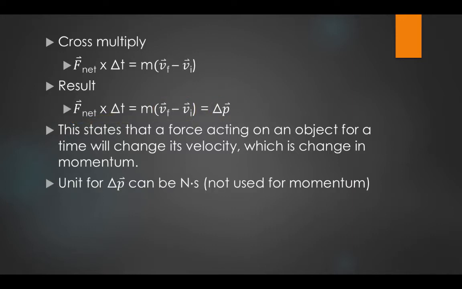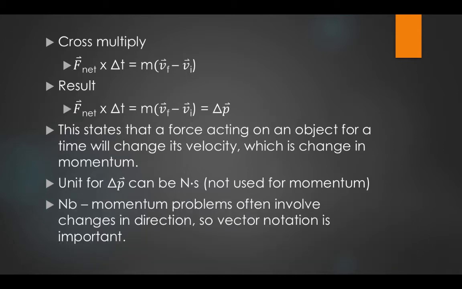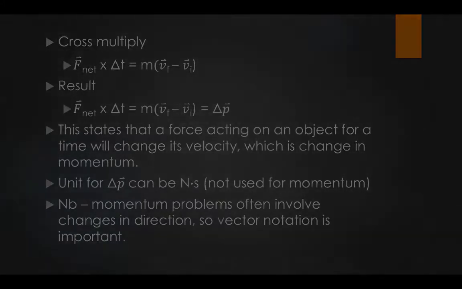The unit for F net times time interval is Newton seconds, which is equivalent to kilogram meters per second. Conventionally, we use Newton seconds for impulse measurements and kilogram meters per second for momentum measurements. Just another reminder that momentum problems can involve changes in direction, so proper vector notation, using the proper negative and positive signs for vectors, is important.